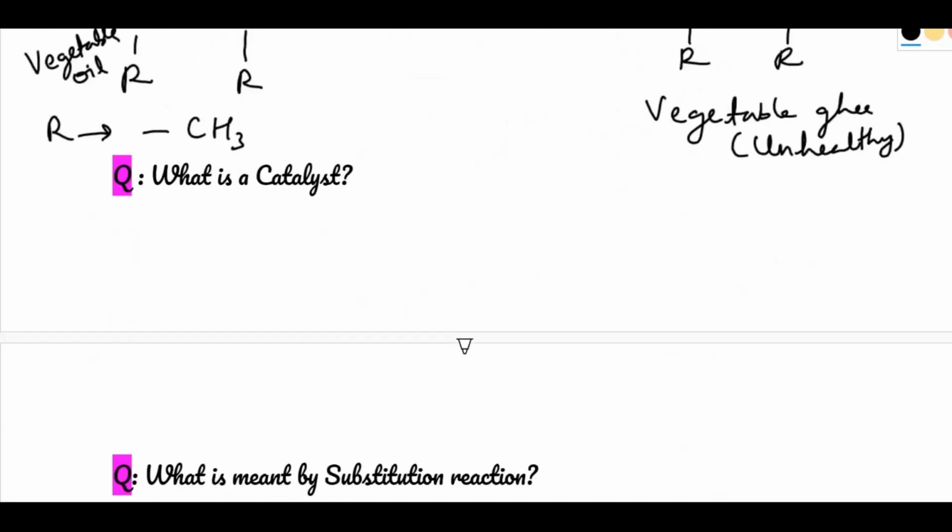What is a catalyst? Catalyst is a substance that catalyzes a reaction. That means it improves the rate of reaction and the substance itself doesn't participate. Examples of catalyst are nickel or palladium or platinum or acidified potassium dichromate and alkaline potassium permanganate, etc.